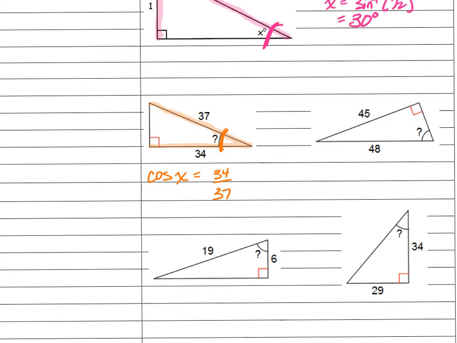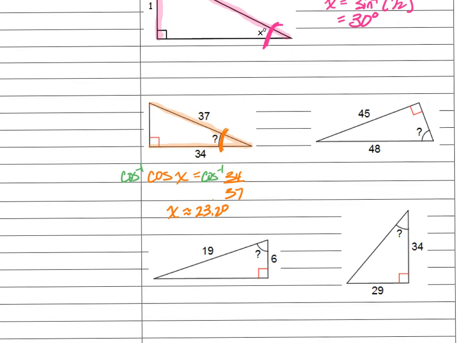I actually need to write this a little bit further out for me. 34 over 37. And how do I undo cosine? Well, I do cosine inverse. Cosine inverse. And then x is going to be approximately equal to 23.2 degrees.